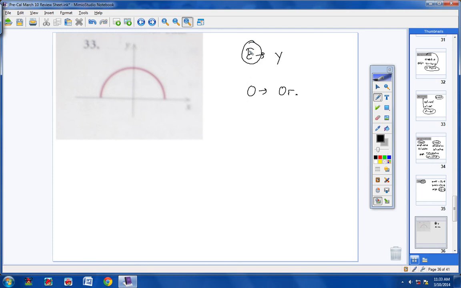Yes, it's even. Now is it odd also? Well, let's see. Remember how we check origin symmetry? If this point right here existed, positive x, positive y, then that means negative x, negative y would exist down here, and it doesn't. So no, it is not odd. We do not have origin symmetry.